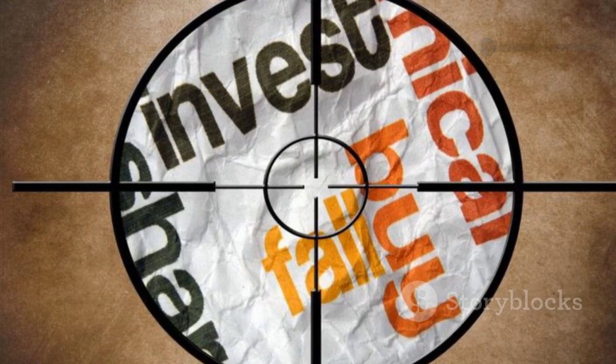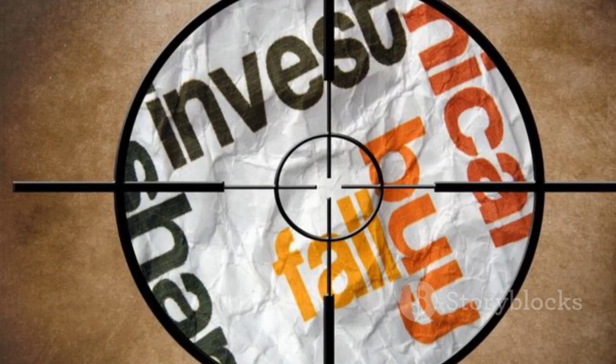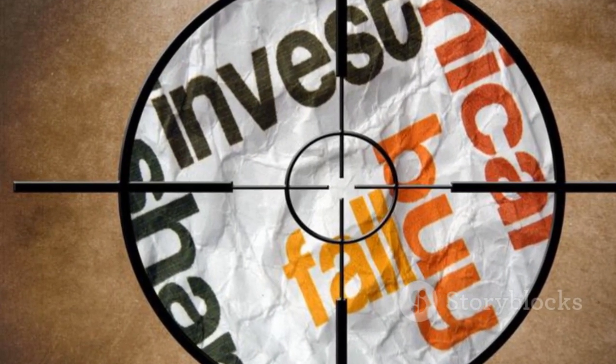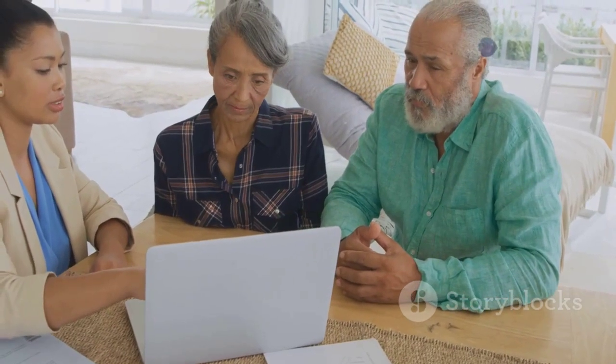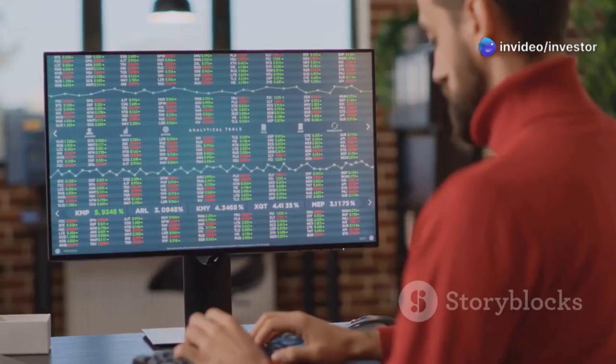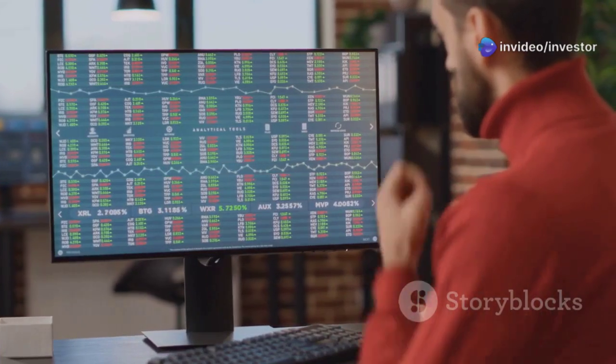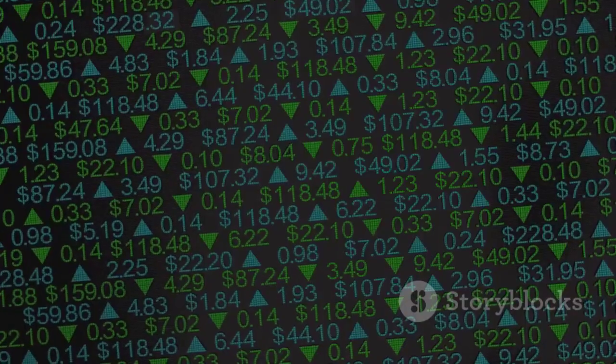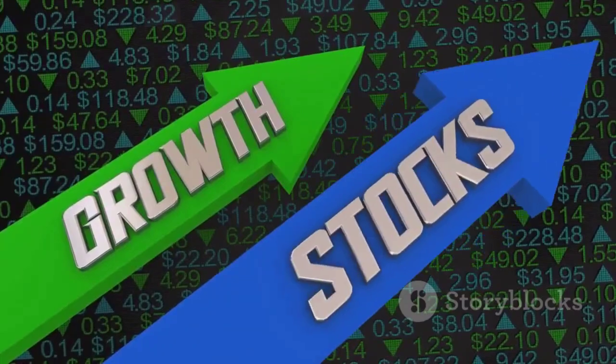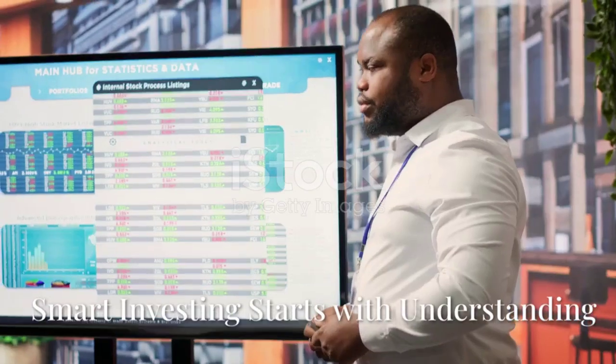If you're risk averse or have a short time horizon, stick with funds with lower standard deviations. These are generally considered more conservative investments. If you have a longer time horizon and a higher risk tolerance, you might consider funds with higher standard deviations. These funds offer the potential for higher returns but also come with greater risk.